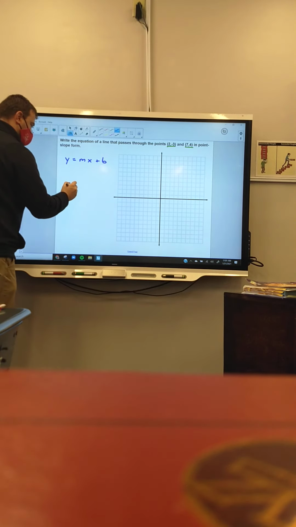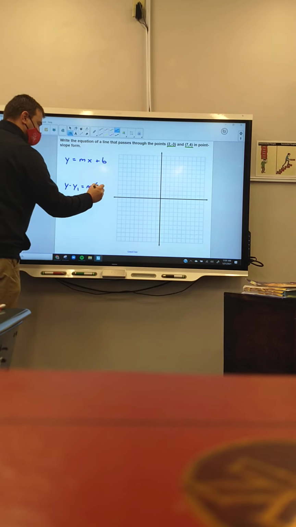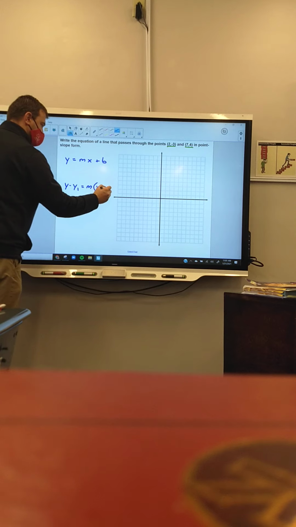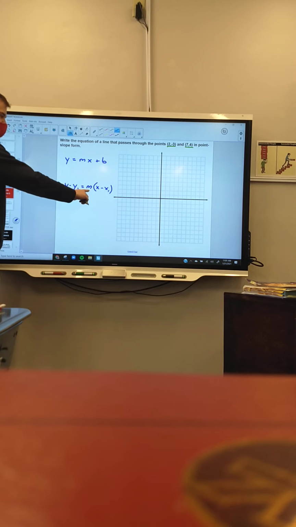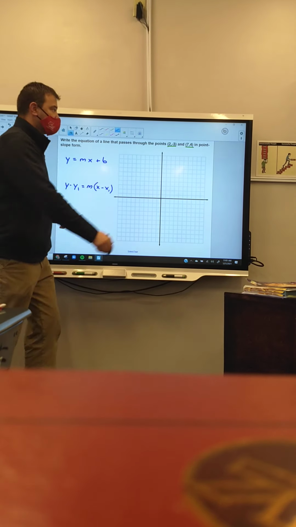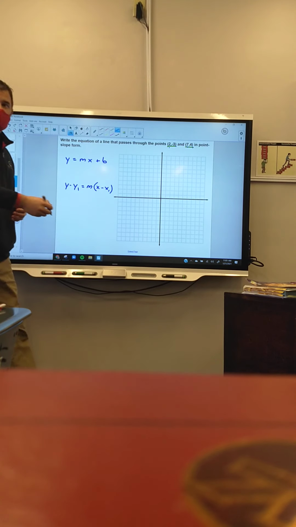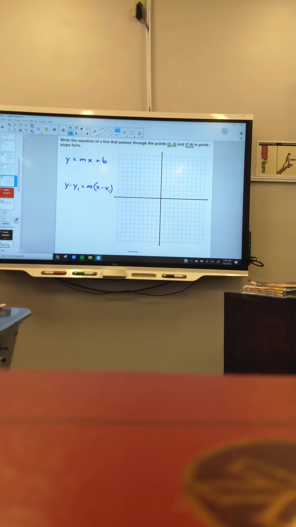So take a look at the other one. Y minus a y that I know equals m times x minus an x that I know. Do I know the slope? No, but you said I could figure it out, right? Based on those 2 points. Do I have a point? Sure, I got 2 to pick from. I could use this as my y and this as my x, or I could use this as my y and this as my x. You guys good to go on your own with that guidance? You are going to have to figure out the slope first and then plug it in. Go ahead and give it a shot.